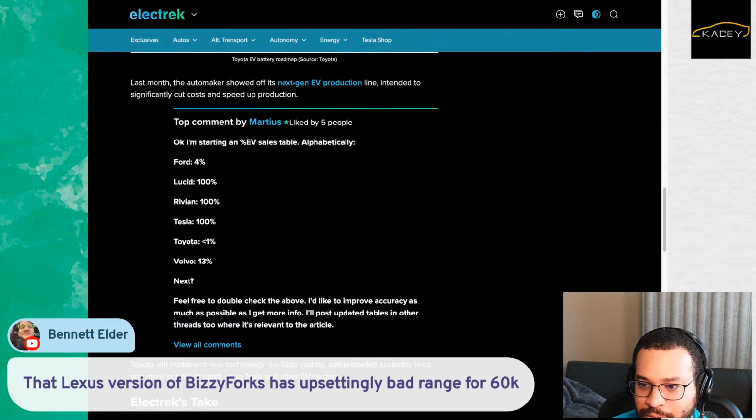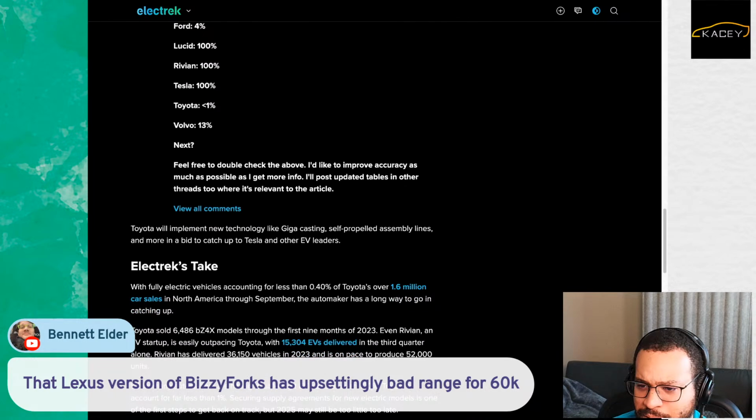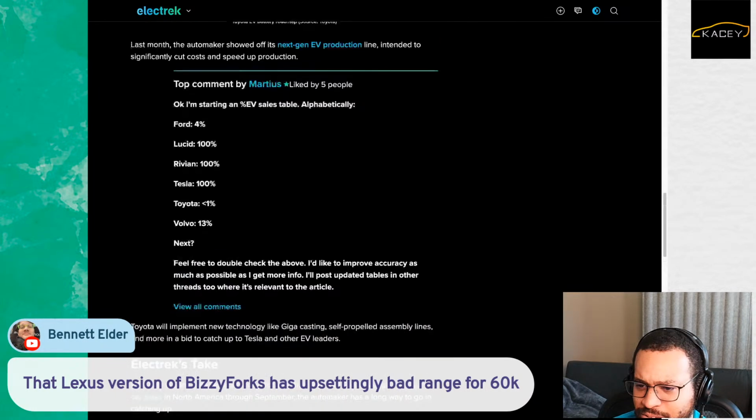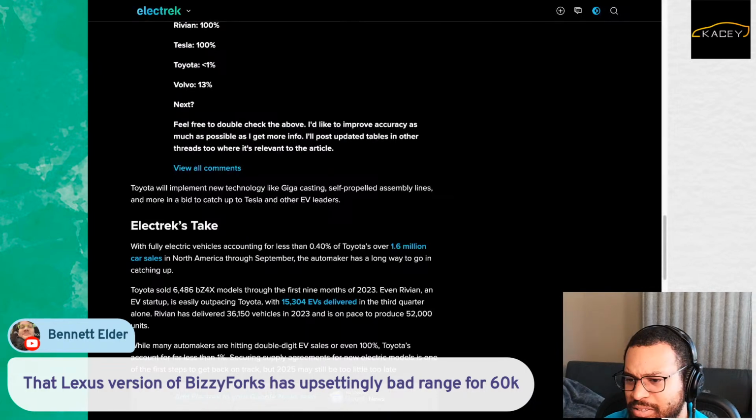That is by Martis. It's really weird that they put the comment in the middle of the article. I think it should go in between the highlighted comment. But okay. So Electrek's take on this. Before their take, Toyota will implement new technology like gigacasting, self-propelled assembly lines. Everybody's got self-propelled assembly lines. You don't have that yet? I could have sworn I saw some of the magnetic guided vehicles in your factory.